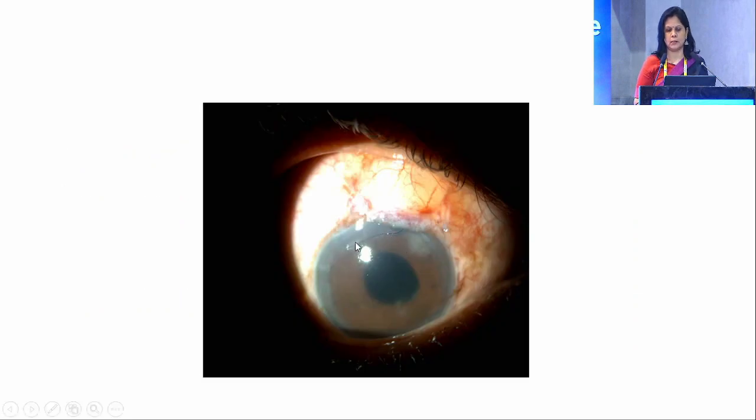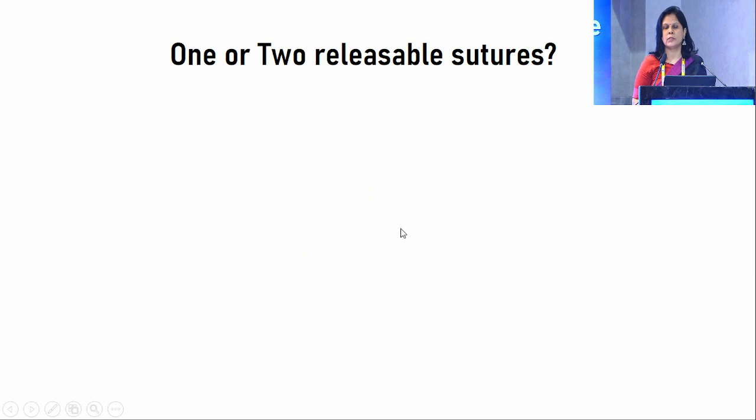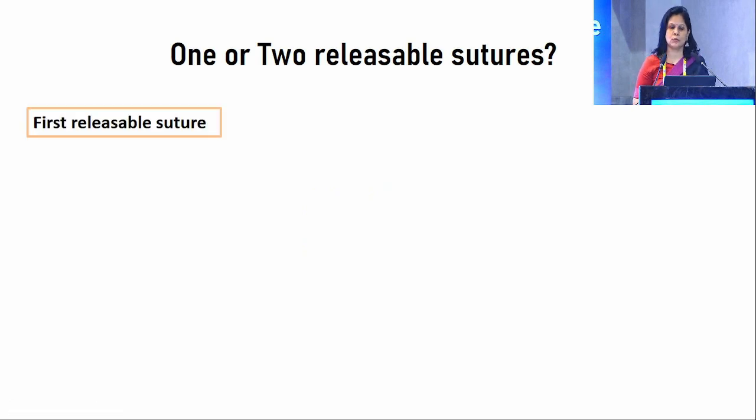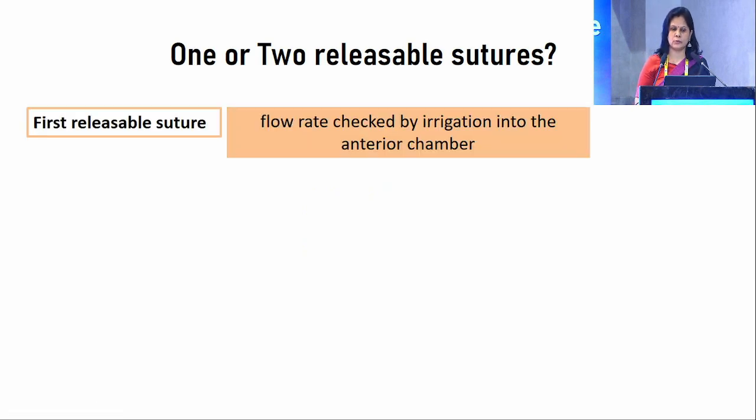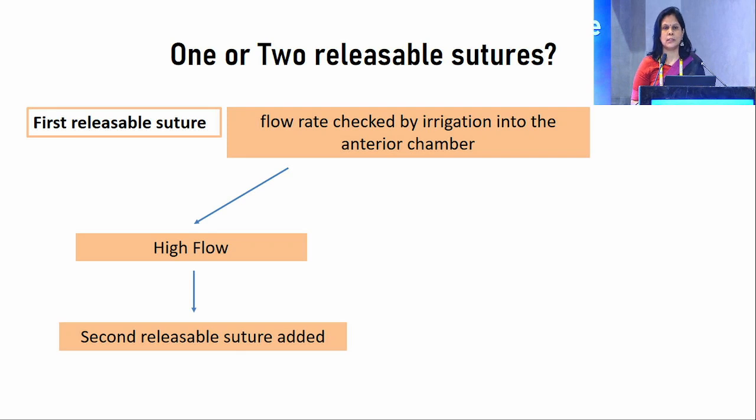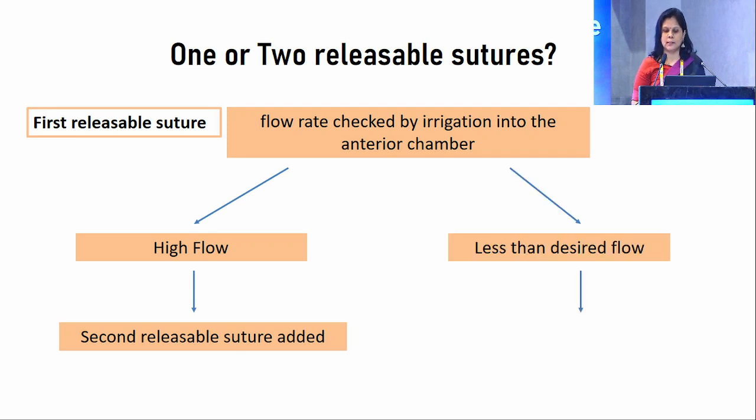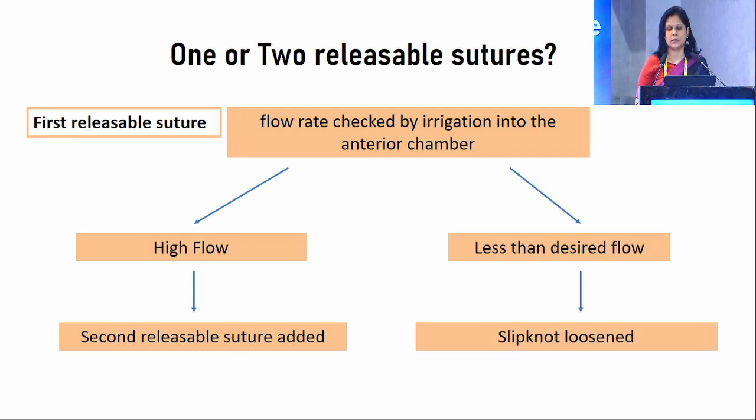This end is well buried in the corneal stroma, and this is the thing where you are going to release the suture. Now the question is whether you will put 1 suture or 2 sutures. So first put the first suture and check the flow rate by irrigating the AC. If you think that flow is high, then you can put the second suture. But if the flow is less, then you have to loosen the slip knot.